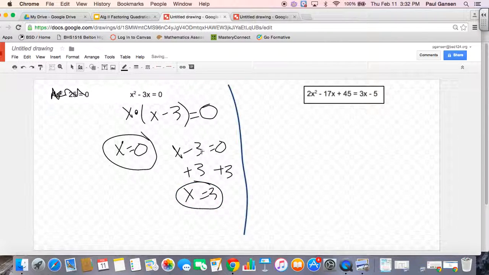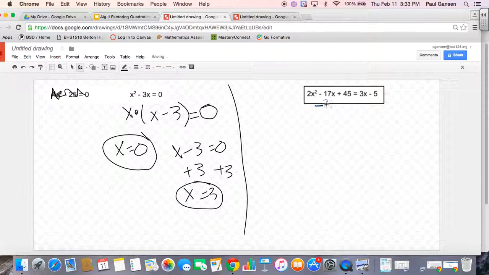Now, in every example that we've looked at so far, we've had everything set equal to 0. This equals 0, this equals 0, all the other ones are equal to 0. Well, this one we have 2x squared minus 17x plus 45 equals 3x minus 5, not 0. So what we're going to do is get everything onto one side of the equation. And that is actually a particular skill that is very, very useful in Algebra 2 in general. So this is something you should be able to do.